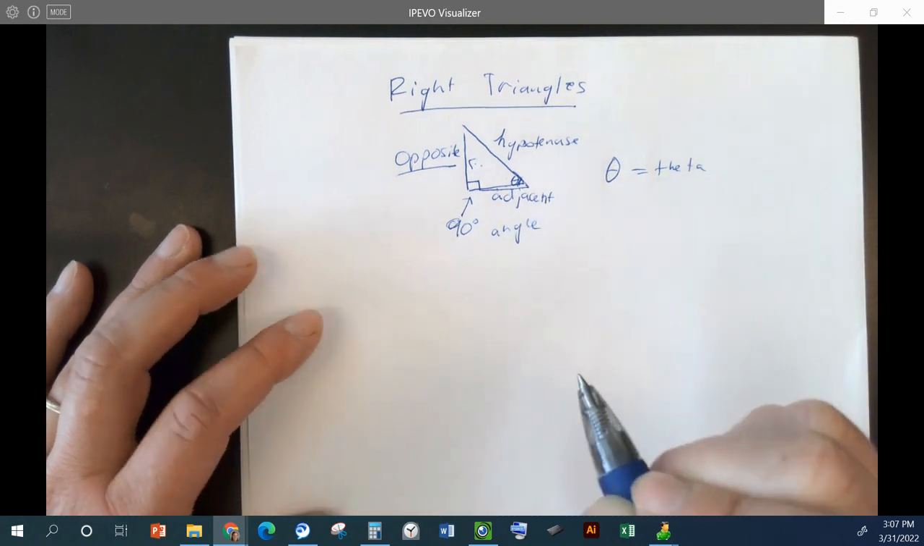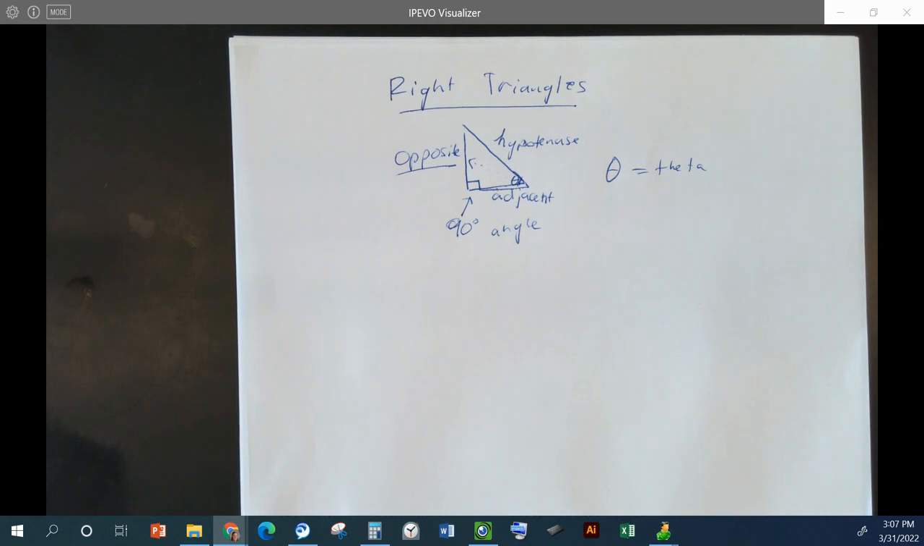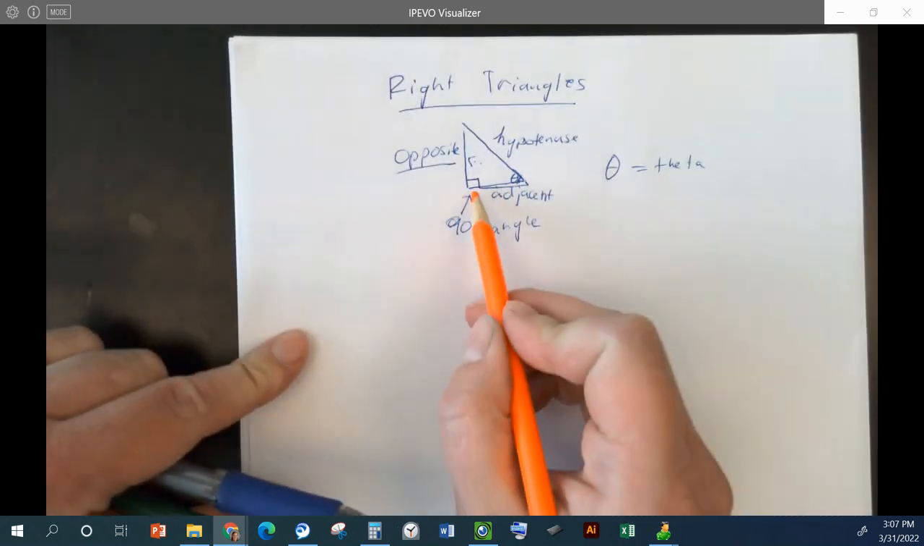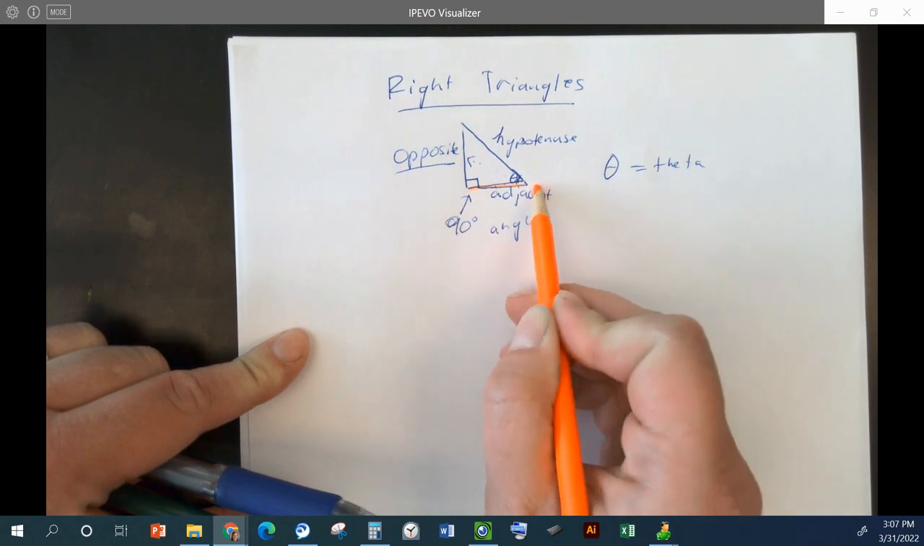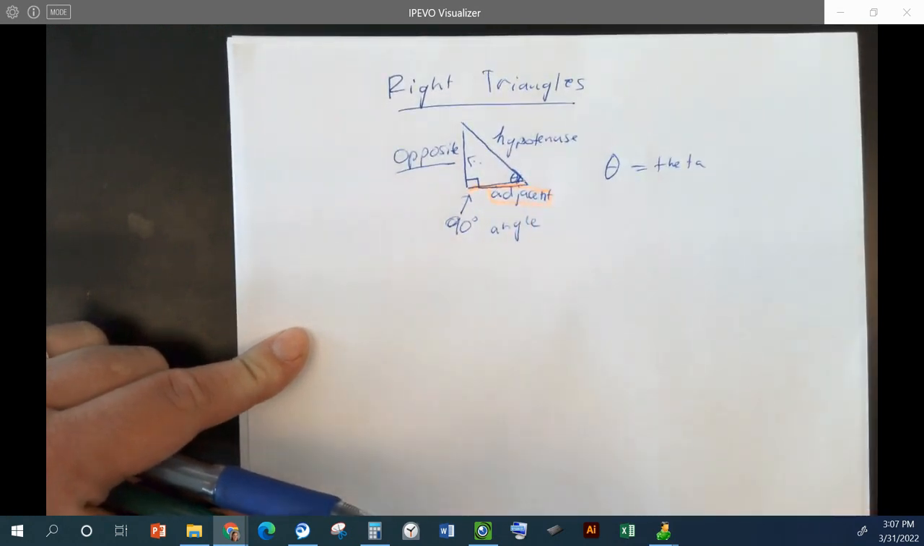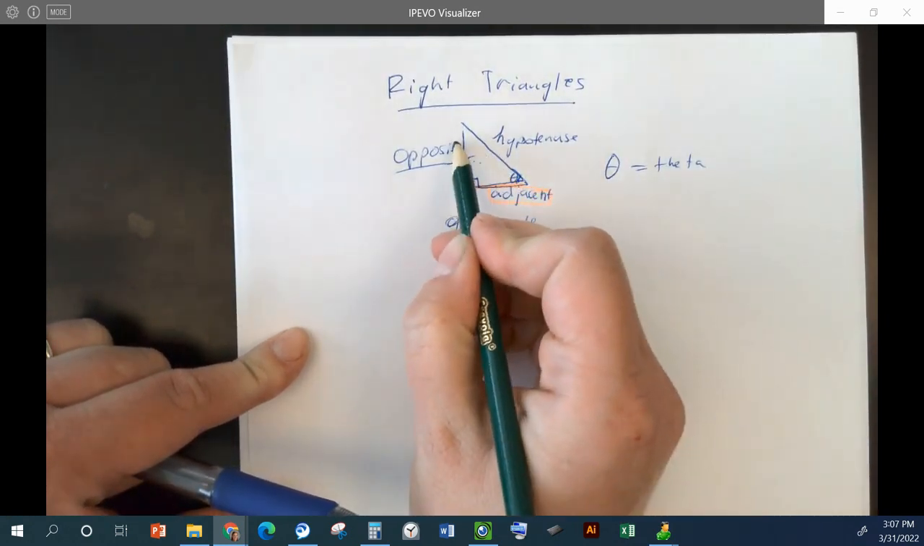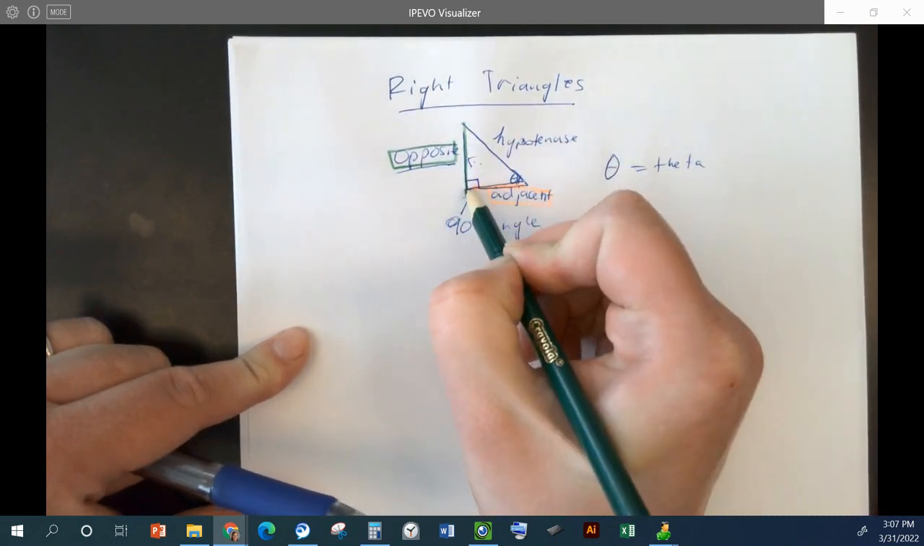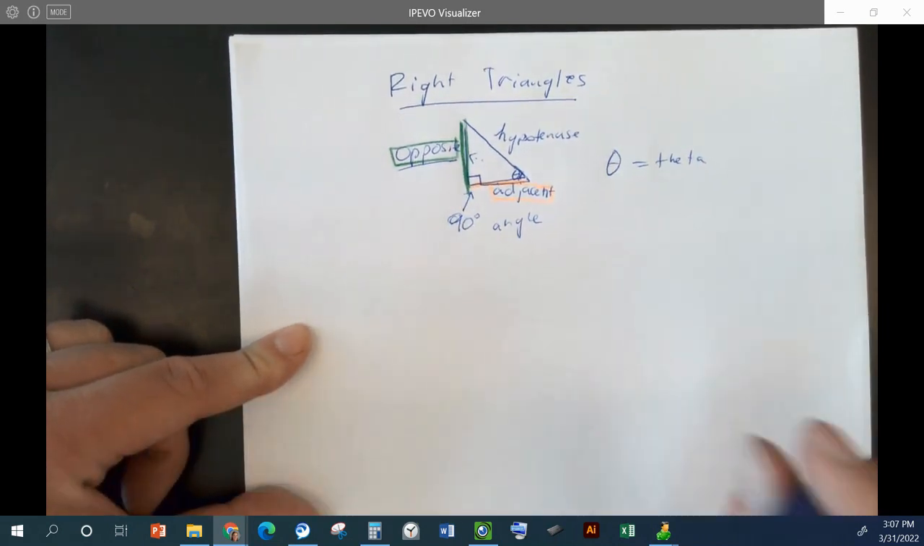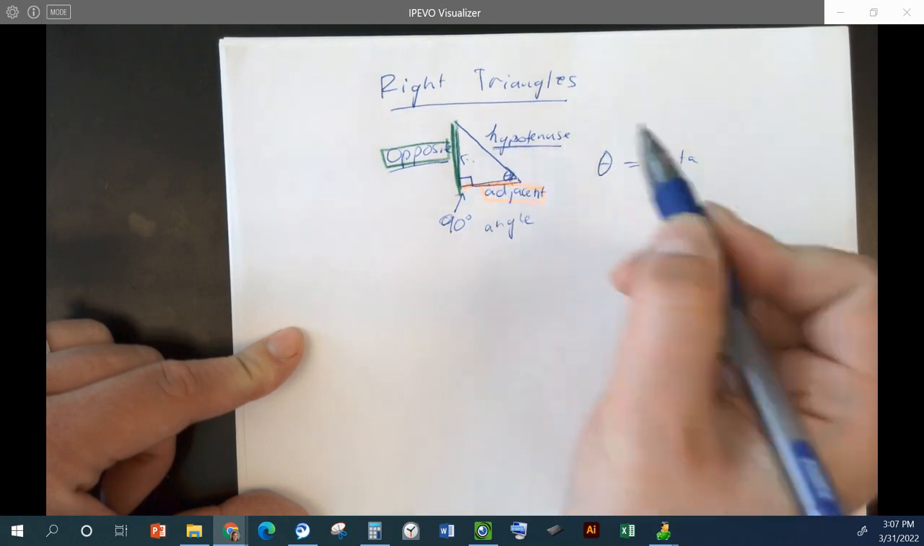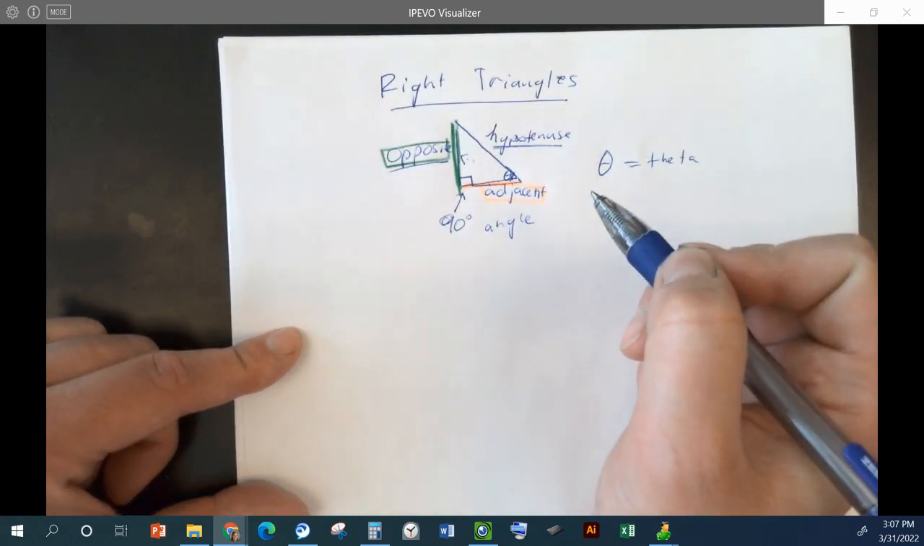I should probably do that in a different color. So this side down here is our adjacent side. This side over here is called our opposite side. And then we have, I'll just do this one in the blue, this is our hypotenuse. Does that make sense?